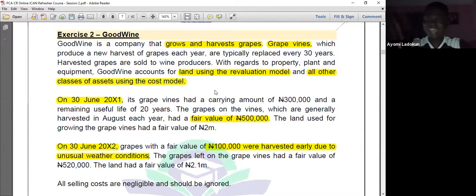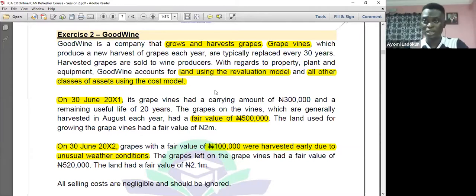Don't forget that at the point of harvest, agricultural produce must be measured at its fair value less cost to sell. So this is a fair value, and the gain or loss is taken to the profit or loss account. Obviously this is a gain, so you take it straight away to profit or loss.